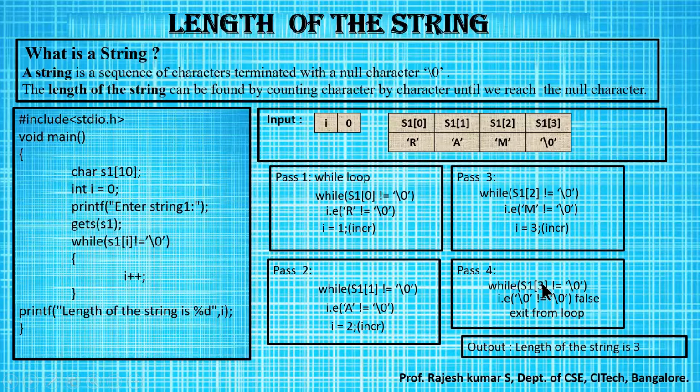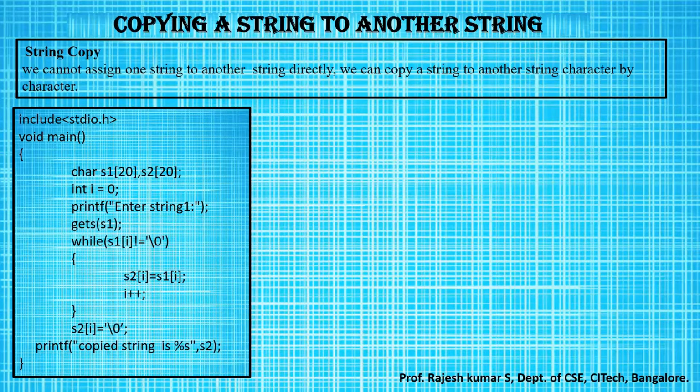What is the I value? In the last iteration, the I value was 3. I'm printing the length of the string is 3. So this is how the program works. Without using the built-in function strlen, we have found the length of the string. So, going to the next function: copying a string to another string.